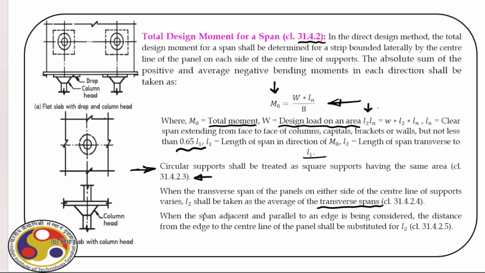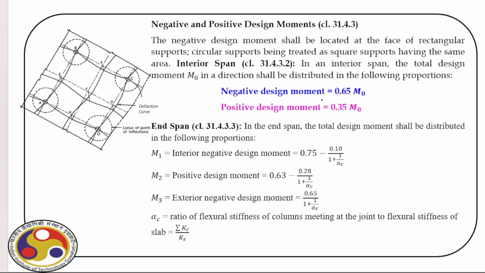Okay. And when the span adjacent and parallel to an edge is being considered, the distance from the edge of the center line of the panel shall be substituted for L2. So these all give us the dimensions L1 and L2, and once we find it out, we can actually work out the total moment against which we have to design.